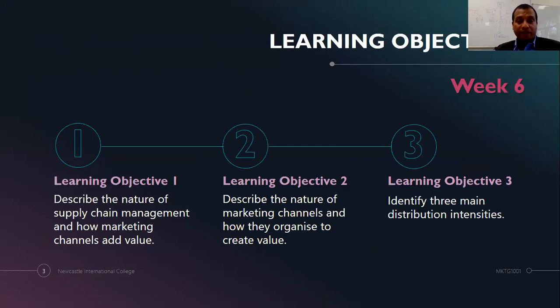Going back to the learning objectives, we understood supply chain management and how marketing channels add value. We have seen the nature of marketing channels and how they are organized to create value. And we identified the 3 main distribution channels on the basis of intensity: exclusive, selective, and intensive outlets.